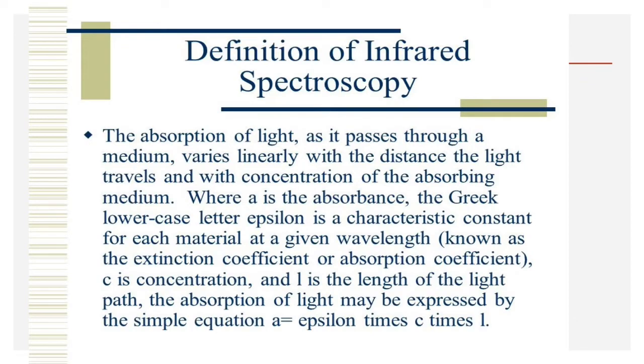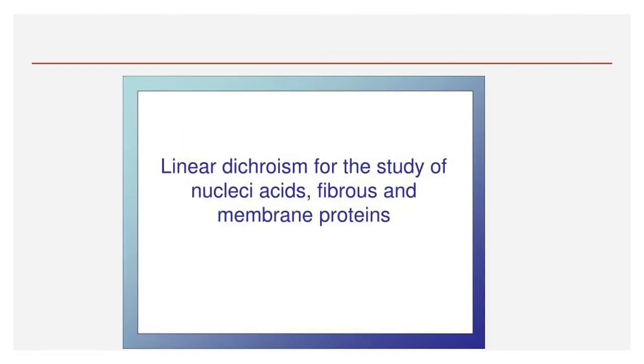Definition of infrared spectroscopy. The absorption of light as it passes through a medium varies linearly with the distance the light travels and with the concentration of the absorbing medium. Here A is the light absorbance, and the Greek lowercase letter epsilon is a characteristic constant for each material at a given wavelength, known as the extinction coefficient or absorption coefficient. C is concentration and l is the length of the light path. The absorption of light may be expressed by the simple equation A equals epsilon times C times l. Linear dichroism is used for the study of nucleic acids, fibrous and membrane proteins.